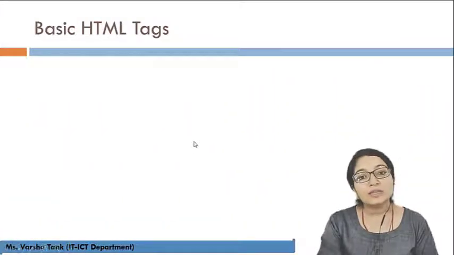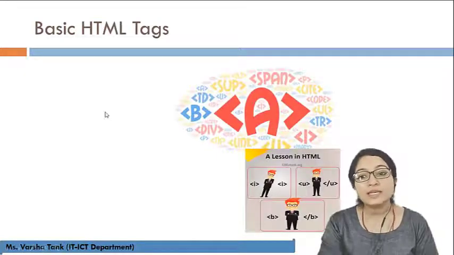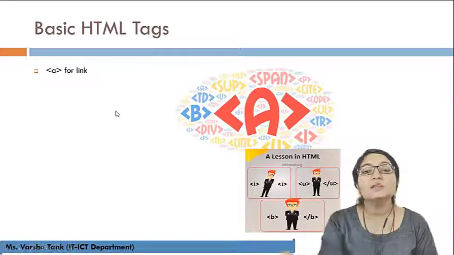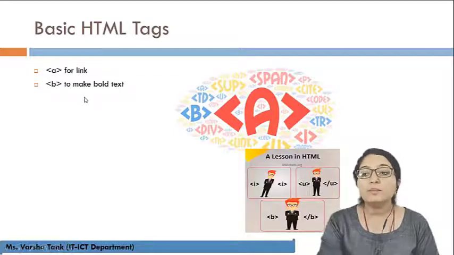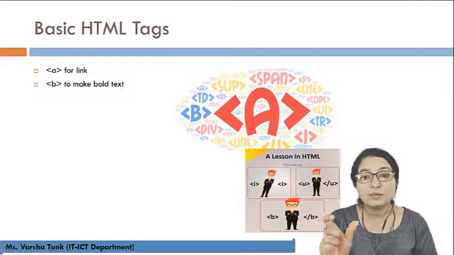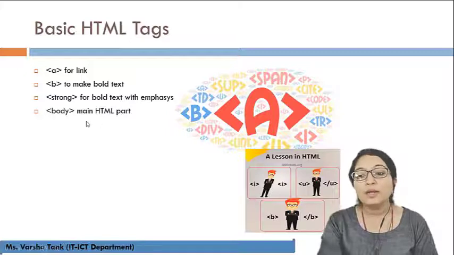Now let's start with the basic HTML tags. Okay, so which are these basic HTML tags? A, that is the anchor tag, that is used for linking other web documents. Okay, B, to make bold text. So if you want to make the text bold, you can use this B tag. Strong, for bold text with emphasis. Body, that is the main HTML part.